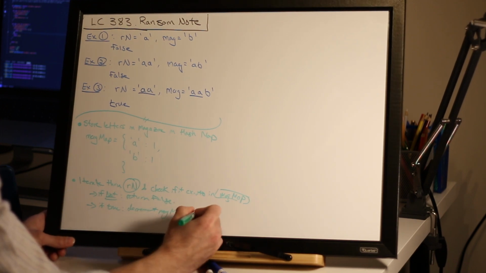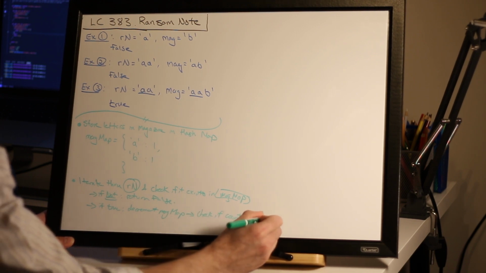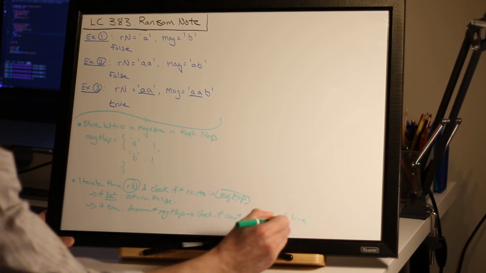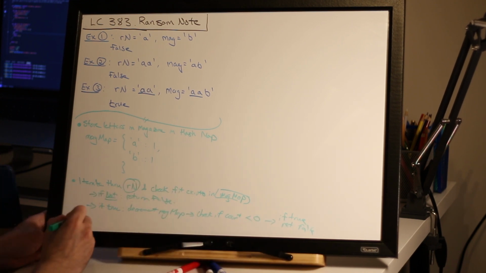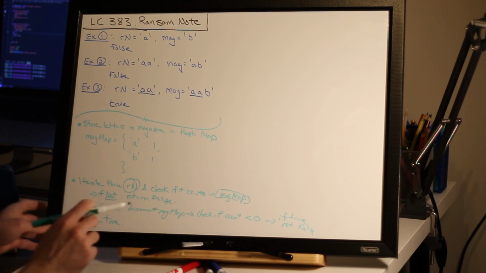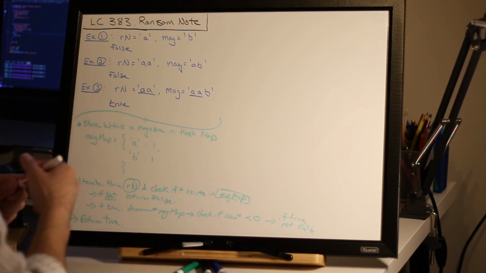Upon the decrementation, check if count falls less than 0. If true, return false. Otherwise, we're just going to return true. Okay? And that's our core algorithm.